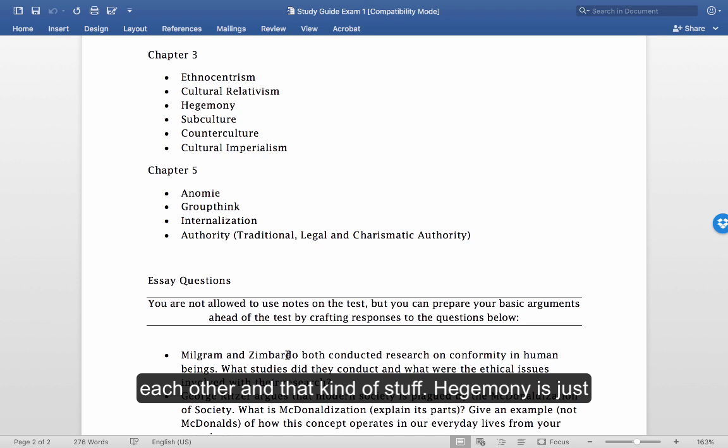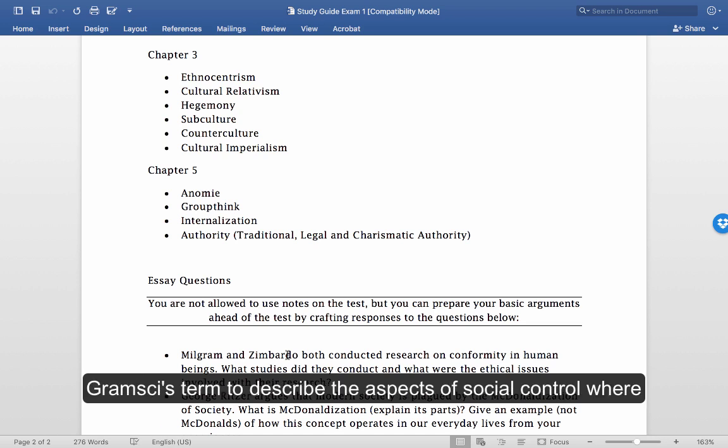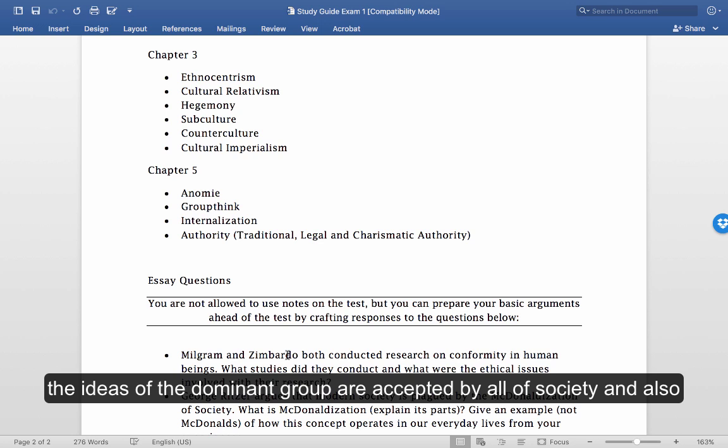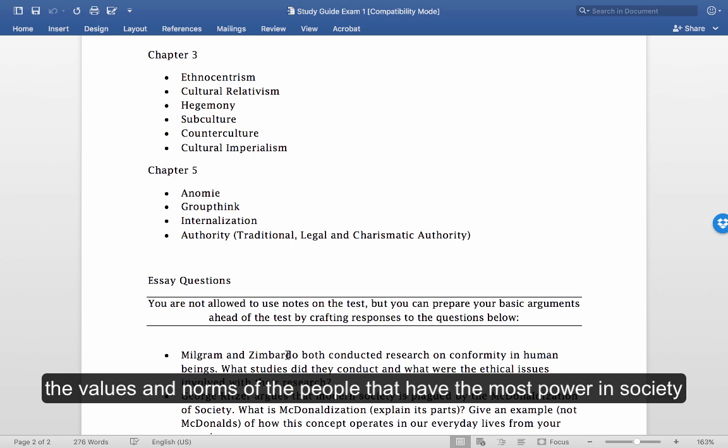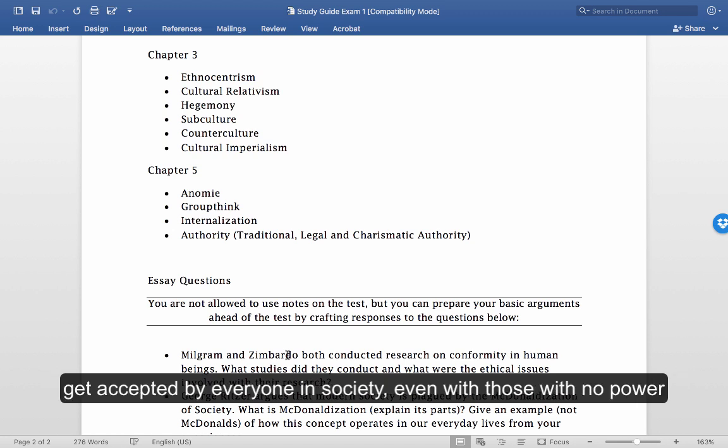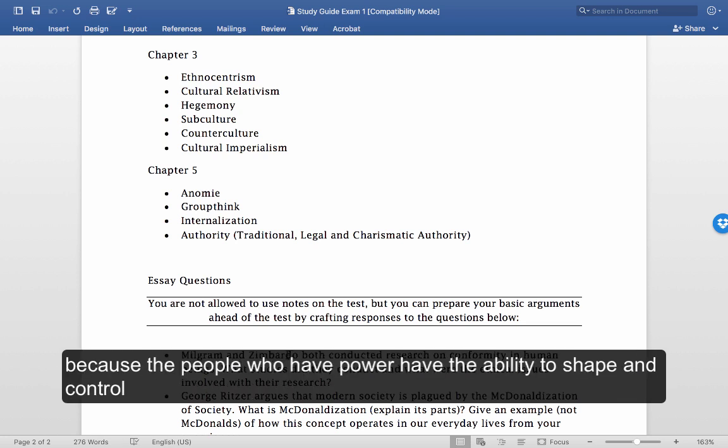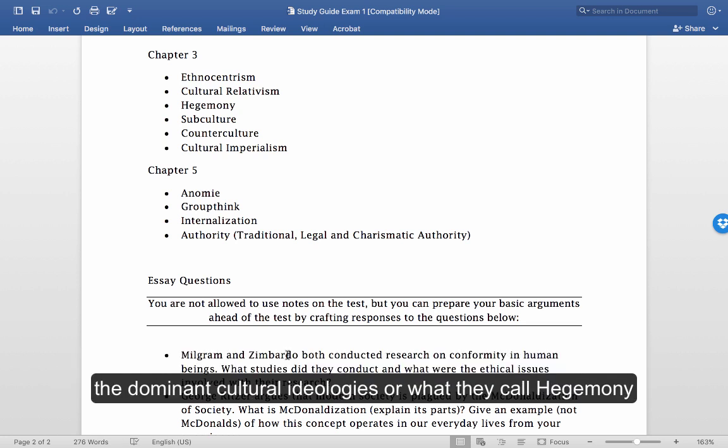Hegemony is just Gramsci's term to describe the aspects of social control where the ideas of the dominant group are accepted by all of society. The values and norms of the people that have the most power get accepted by everyone in society, even those with no power, because the people that have power have the ability to shape and control the dominant cultural ideologies, or what they call hegemony.